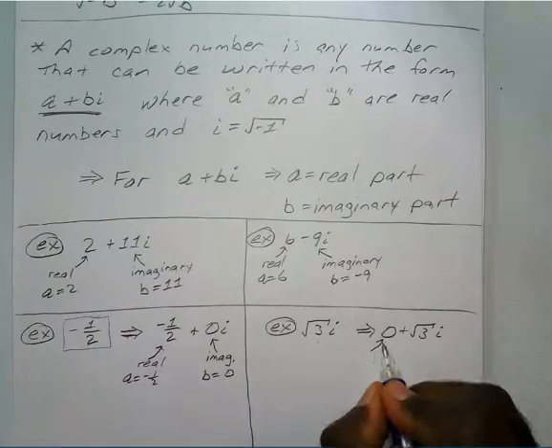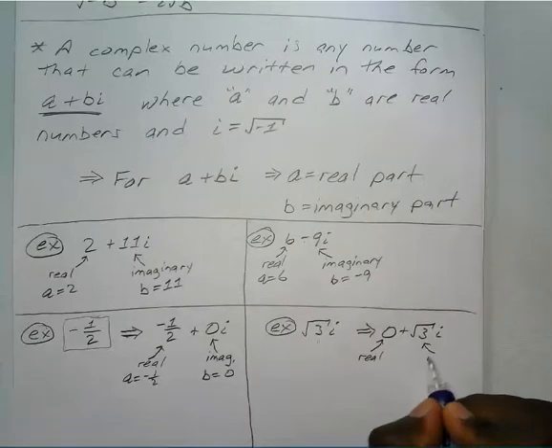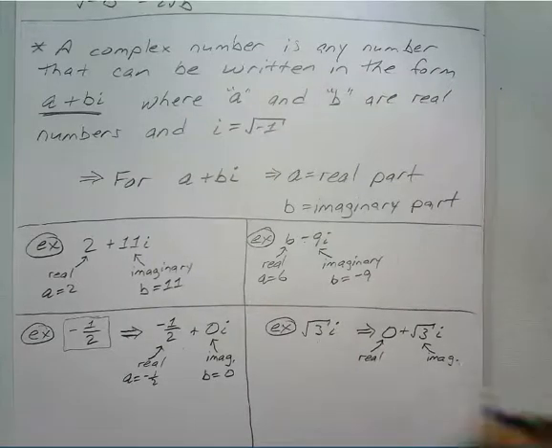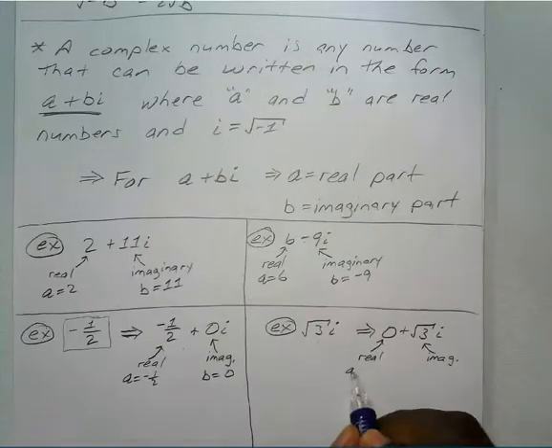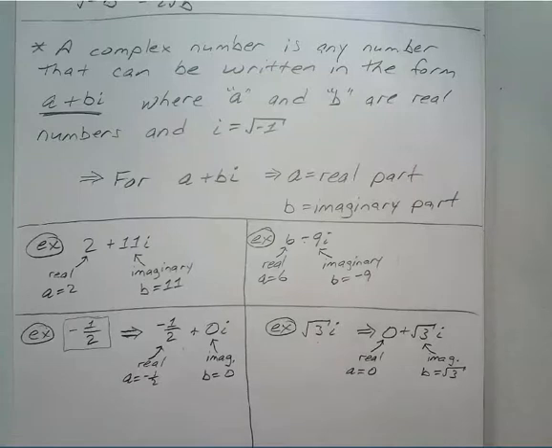Where in this case, you have your real part and you have your imaginary part. Where your real is a equals 0 and your imaginary is b equals square root of 3. Alright.